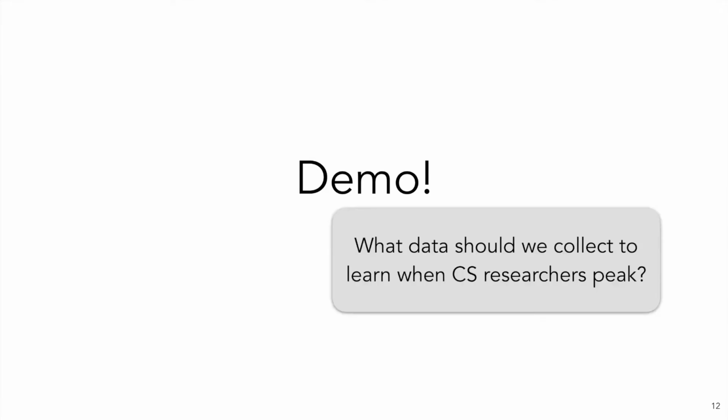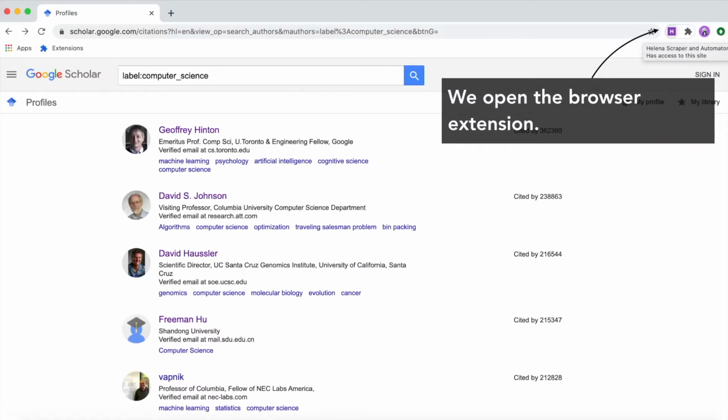So this brings us to our demo on how we actually unstalled it. First, think to yourself for a moment, what data would you collect if you wanted to learn when CS researchers peak? Okay, I don't know about you, but for me, the first thing I think of is Google Scholar. And so I'm going to quickly walk us through how this demo is actually going to work before I show you the video demo.